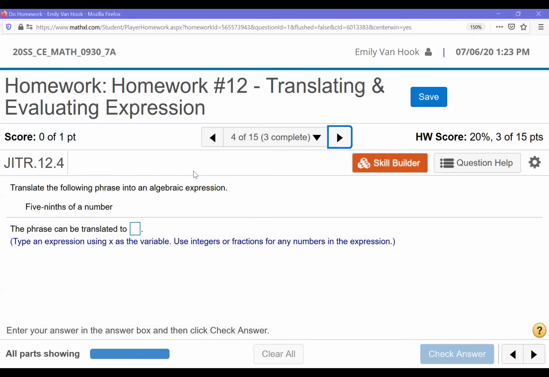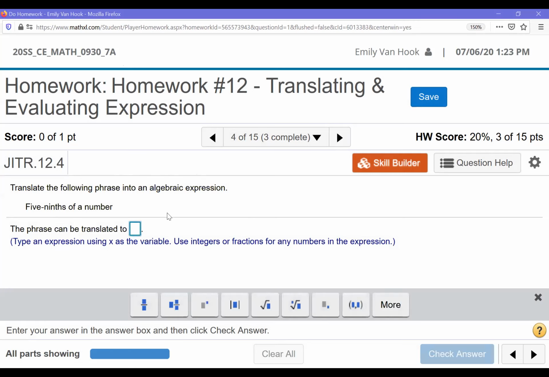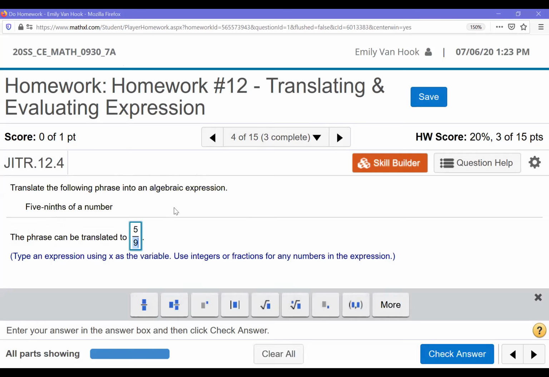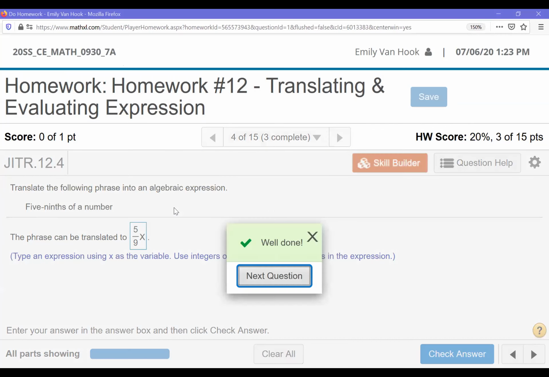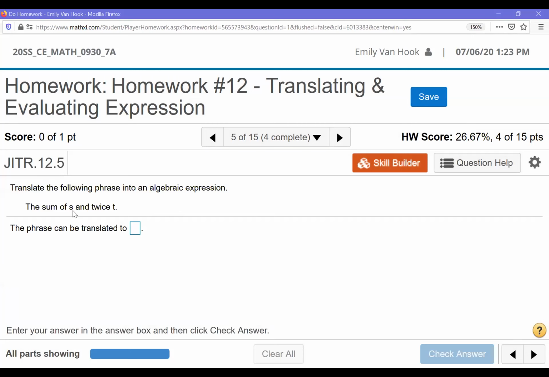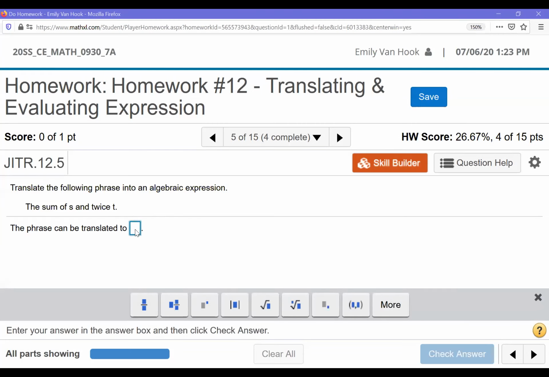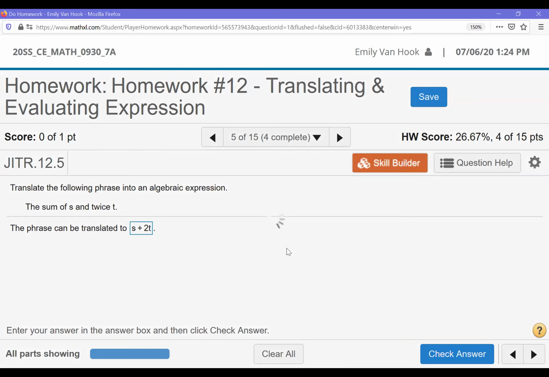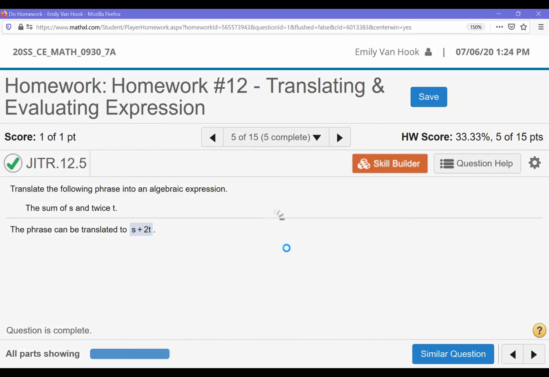All right, number 4, 5/9 of a number. I would write 5/9 and then X next to it. Number 5, the sum of S and twice T, that would be S plus 2T. We did a similar problem to that in our notes.